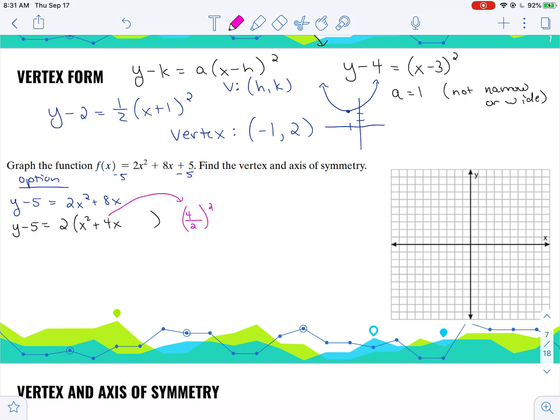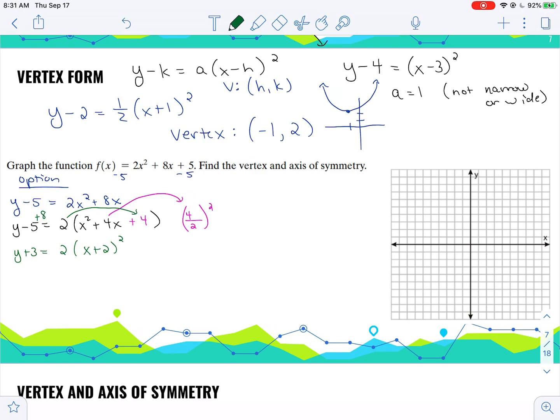And now I'm going to complete the square. So remember, you take the b term, divide it by 2, and square it. 4 is the b term, so I'm going to take it, divide it by 2, and square it, and I'm going to add 4. But be careful, because what I'm really doing, if I redistributed this back out, is actually adding 8. So I have to add 8 to the other side to keep my equation balanced. So now I have y minus 5 plus 8, so this will be y plus 3 equals 2.